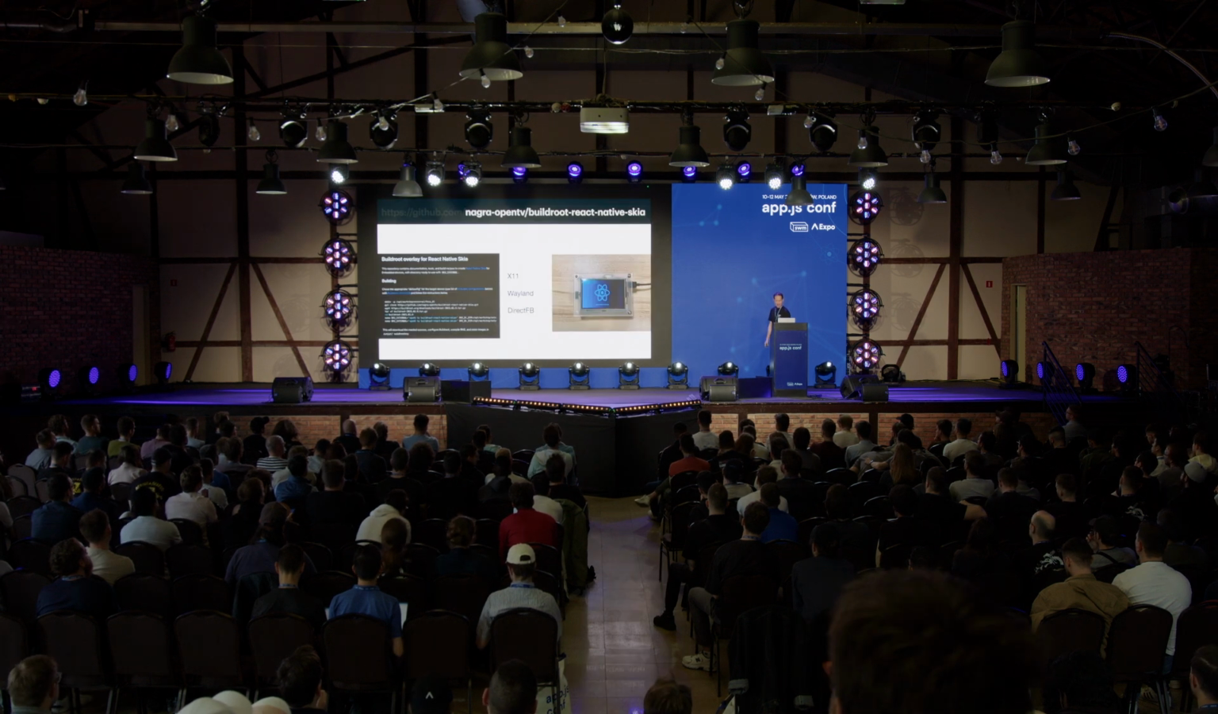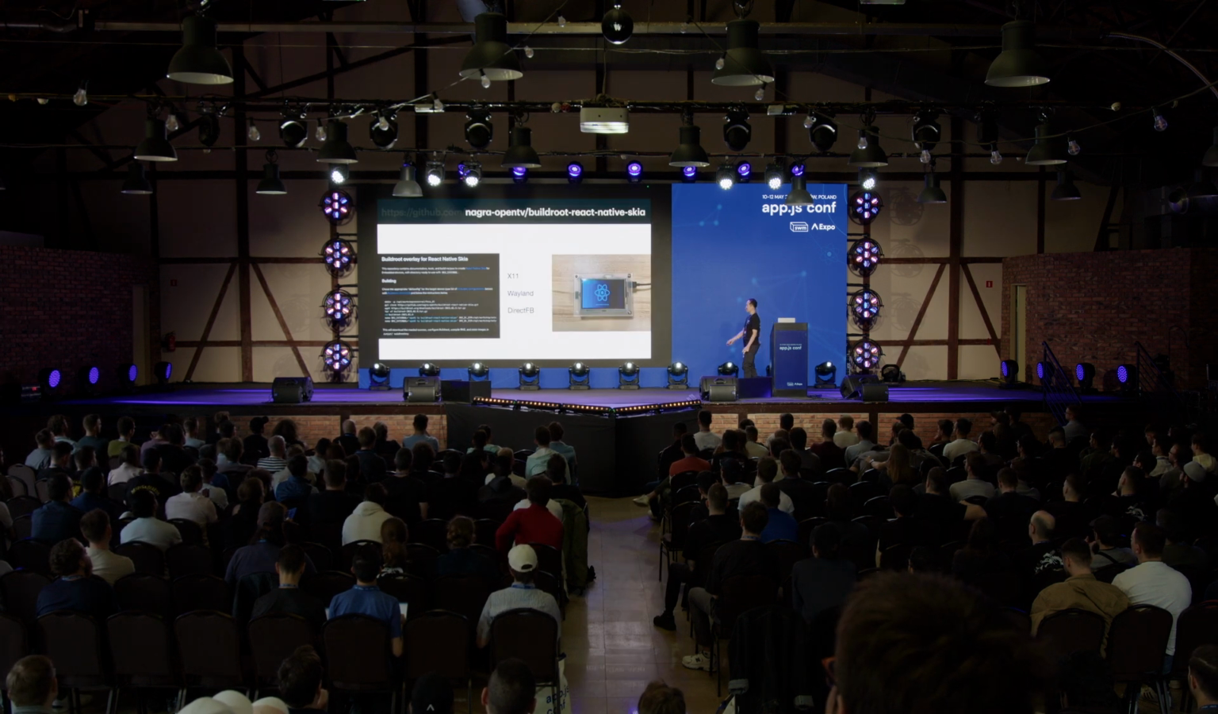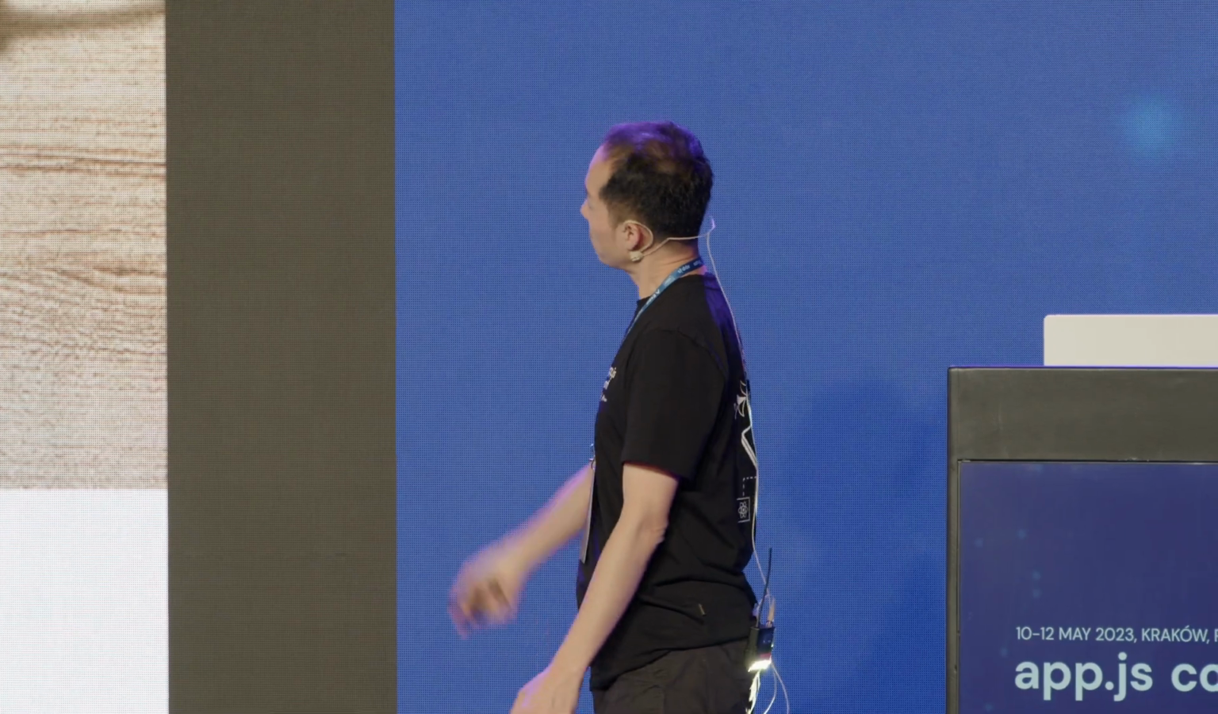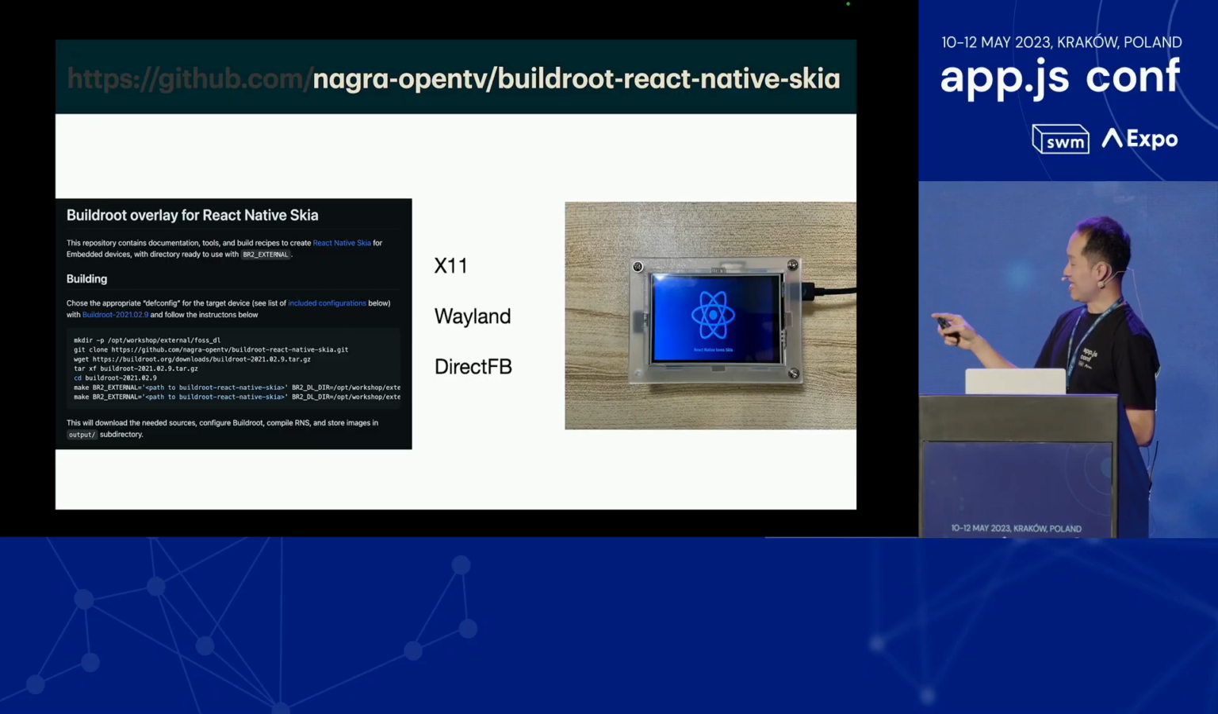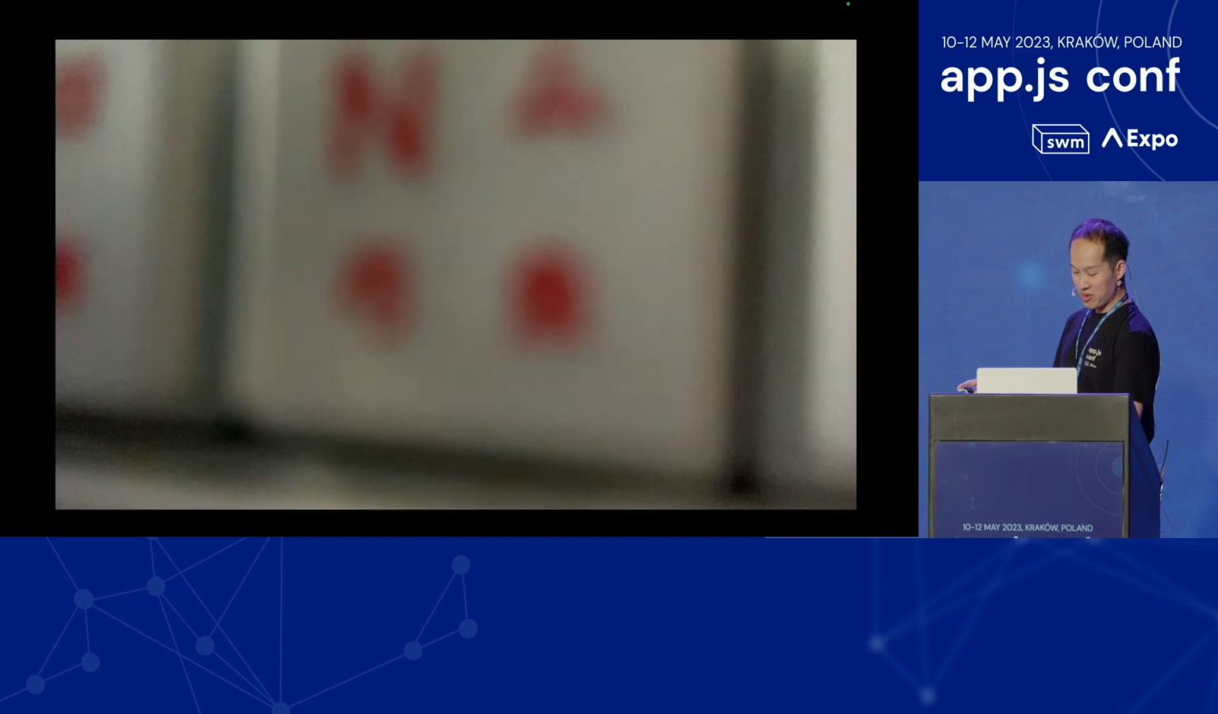Thank you. Oh, yeah. There's another one from their repository called build-react-native-skia, because when they were porting react-native-skia to embedded Linux, they actually supported different Linux rendering backends, like X11, Wayland, and DirectFB. So we can actually run react-native-skia on this Raspberry Pi 3 device. I'm going to show you a live demo.